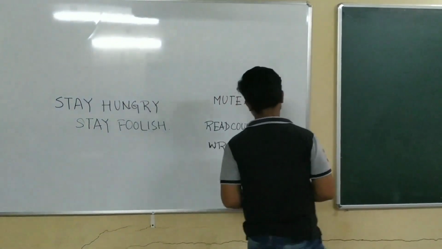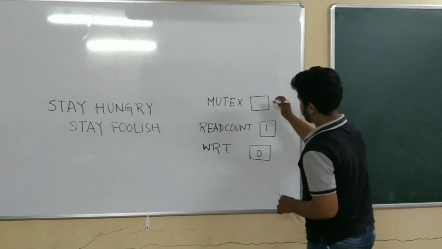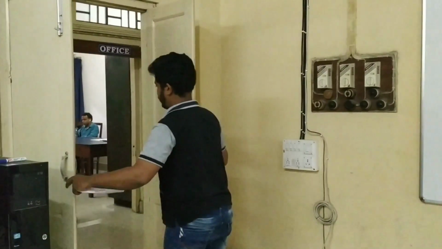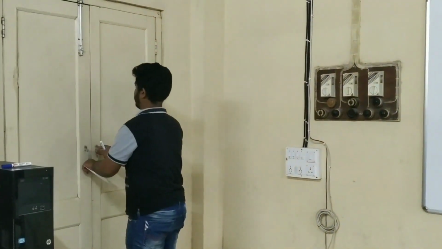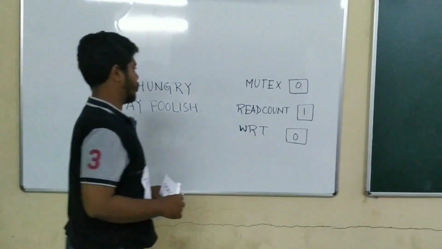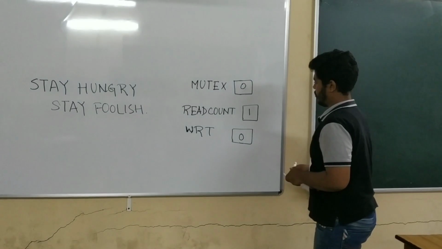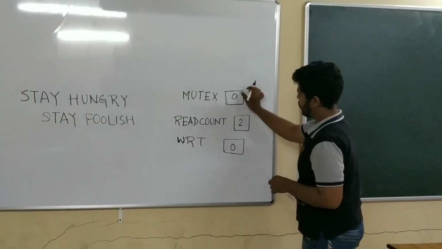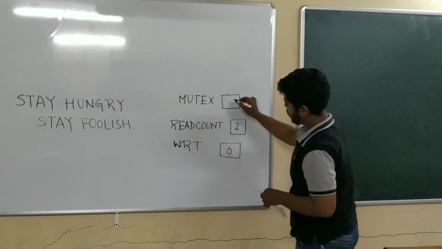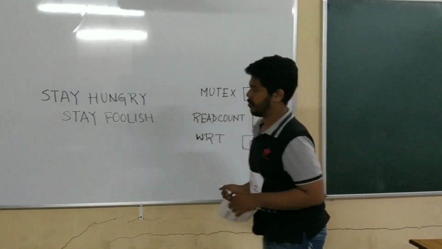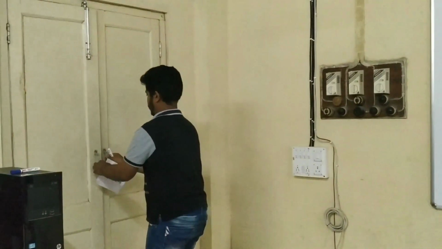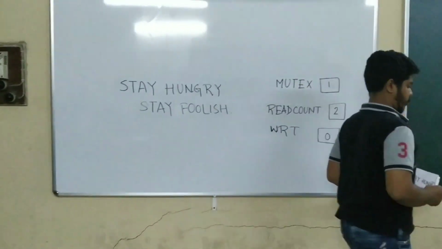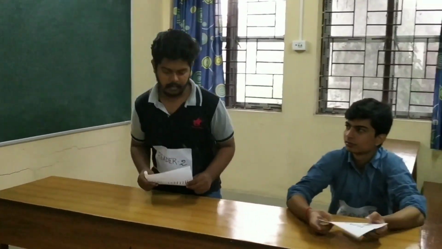Now reader 2 comes. First he changes the mutex from 1 to 0, and increments the read count. Here the read count value is 2, so he does not touch the WRT, and changes the mutex back, and starts reading.